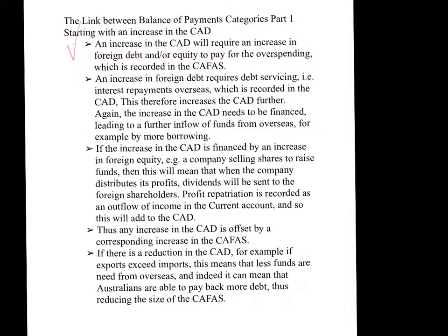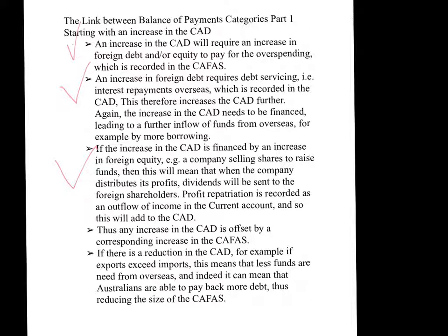An increase in foreign debt requires debt servicing, that is, interest repayments overseas. That's recorded in the current account deficit. This therefore increases the CAD further. Again, the increase in the CAD needs to be financed, leading to a further inflow of funds from overseas, for example, by more borrowing.